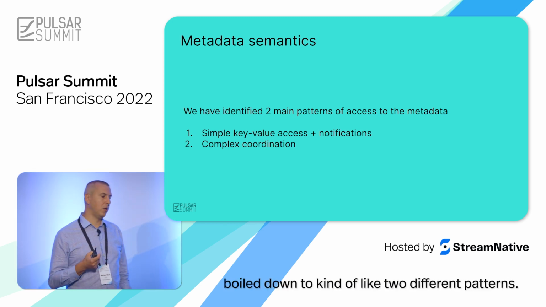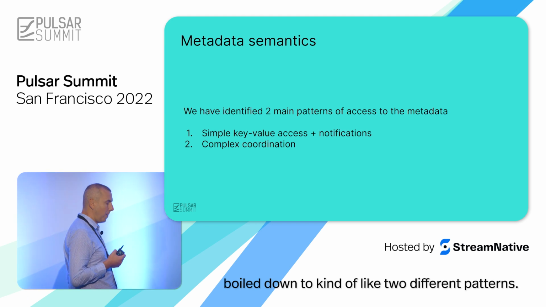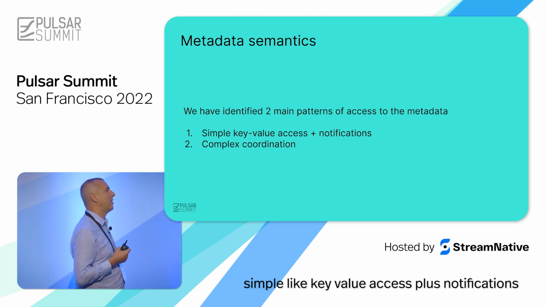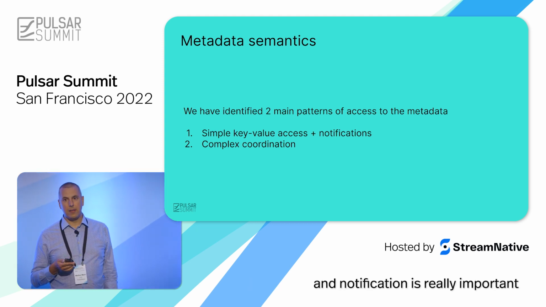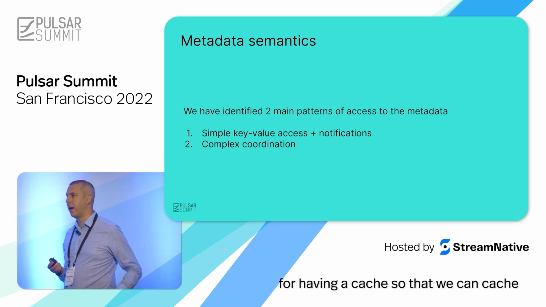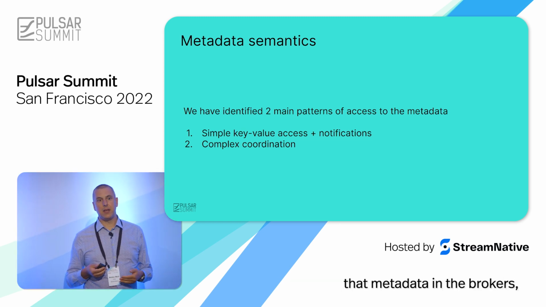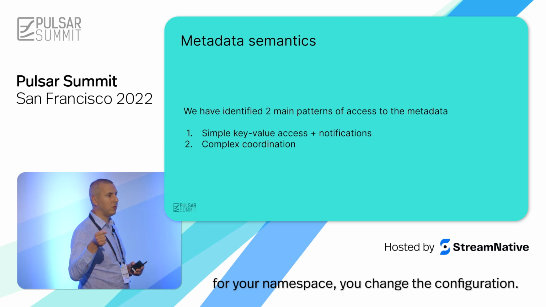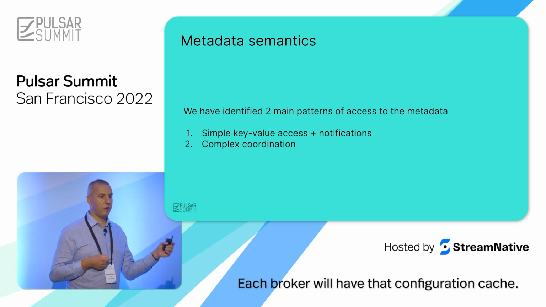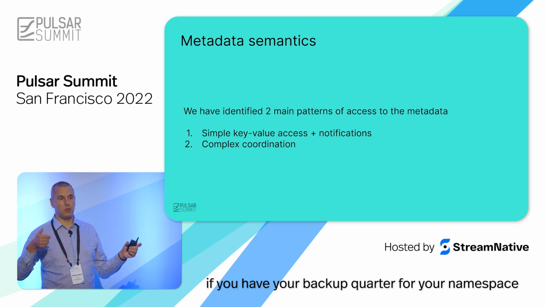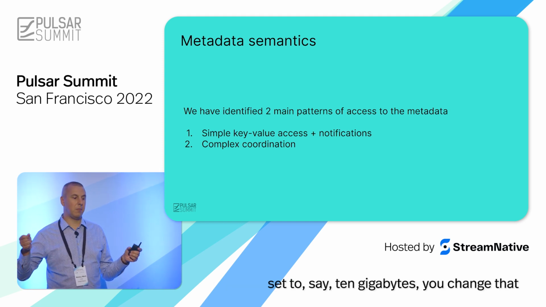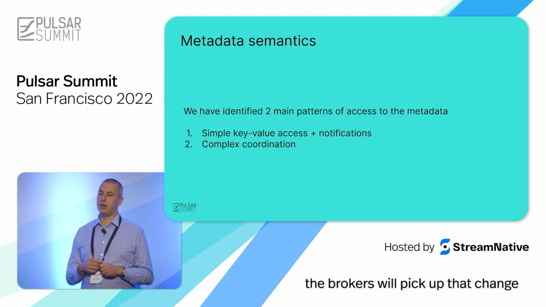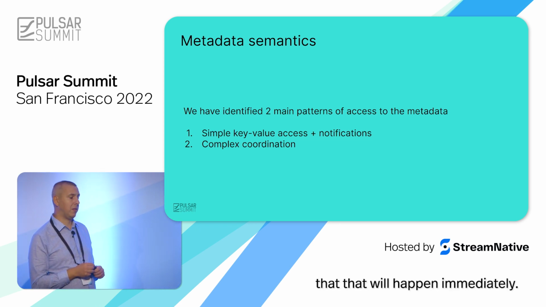And we really boiled it down to two different patterns. One is really simple key-value access plus notifications. And notification is really important for having a cache so that we can cache that metadata in the brokers. For example, you have the policies for your namespace, you change the configuration, and each broker will have that configuration cached. So for example, if you have your backlog quota for your namespace set to say 10 gigabytes, you change that, all the caches get invalidated, the brokers will pick up that change and they will apply the new quota. That will happen immediately.